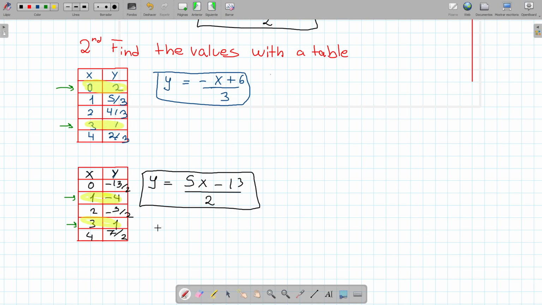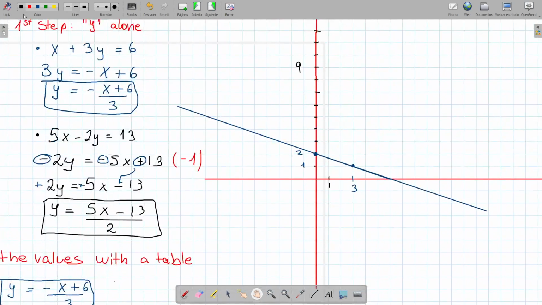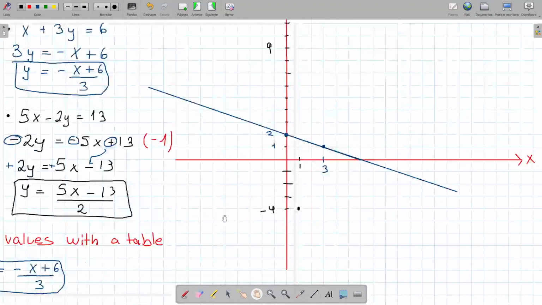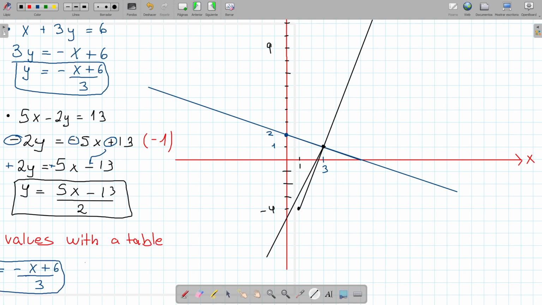So we can write 1, minus 4. The 1 and minus 4 is down here. And the next point will be 3, 1. 3 and 1. As you can see, we already have the answer. We can join the points here.